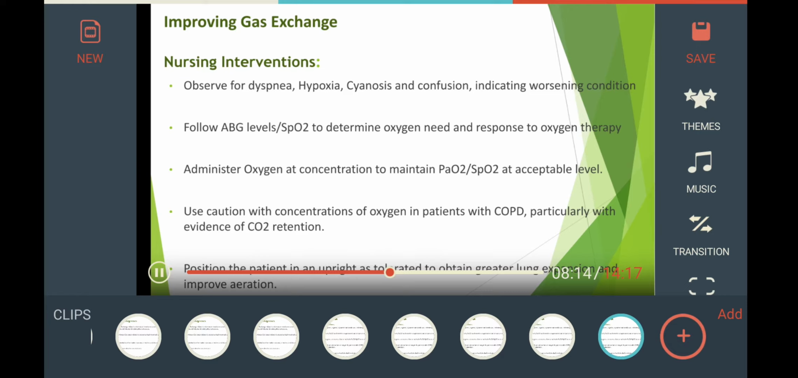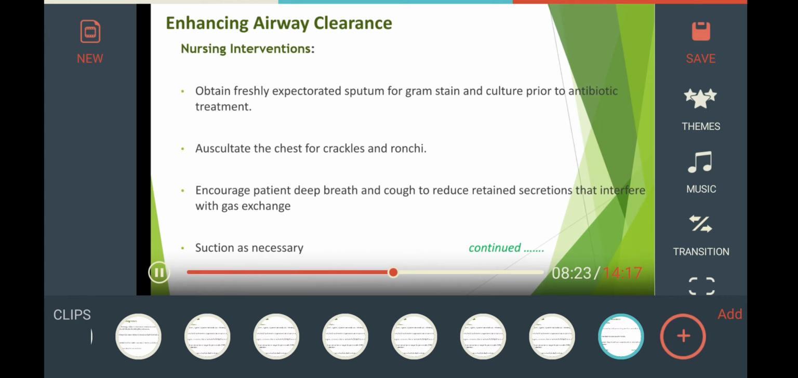Position the patient upright as tolerated to obtain greater lung expansion and improve aeration. Enhancing airway clearance. Obtain freshly expectorated sputum for Gram stain and culture prior to antibiotic treatment. Auscultate the chest for crackles and rhonchi. Encourage the patient to do deep breathing and coughing exercises to reduce retained secretions that interfere with gas exchange. Suction as necessary.